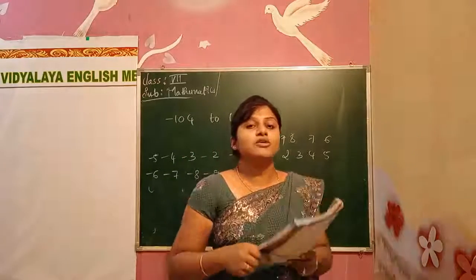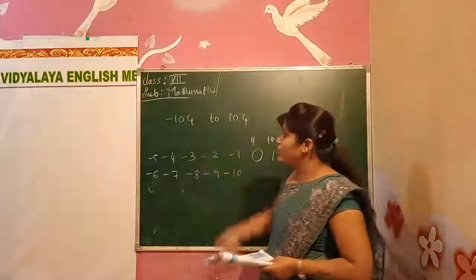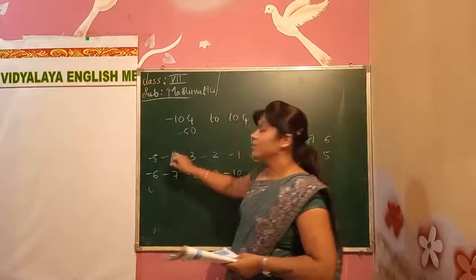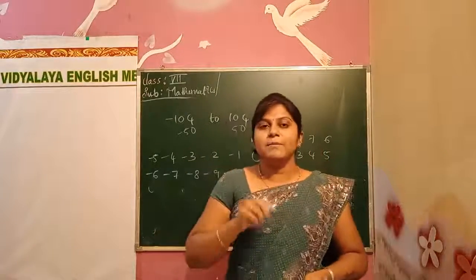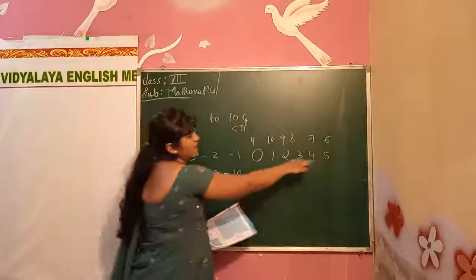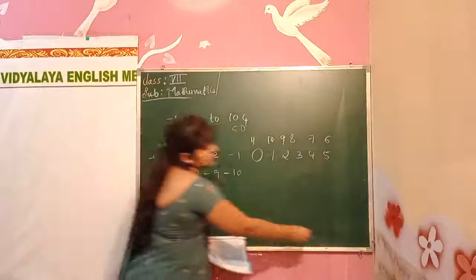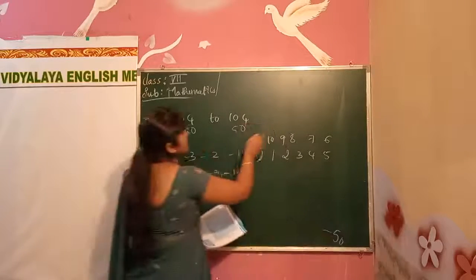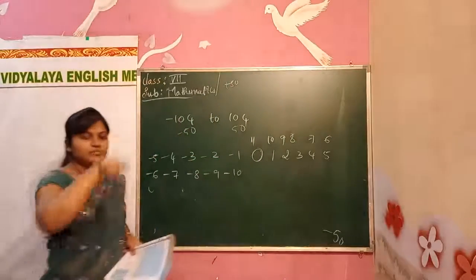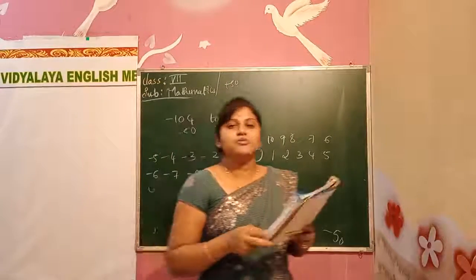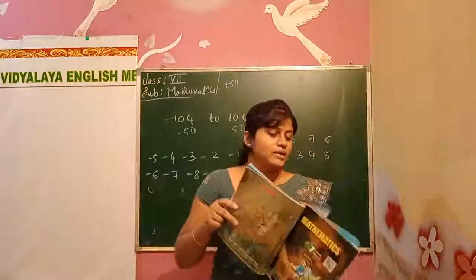So what you have to do, children, is play this game. If you want, take 104 only. If you don't want this much number, take 50. Minus 50 to plus 50. Write 50 on the chart. Make a chart like this, 5, minus 5, continuing like that till 50. You don't have to write till minus 50; it continues like this up to plus 50. Make a chart like that, use dice and play it. Okay, now we'll move on to the next one.